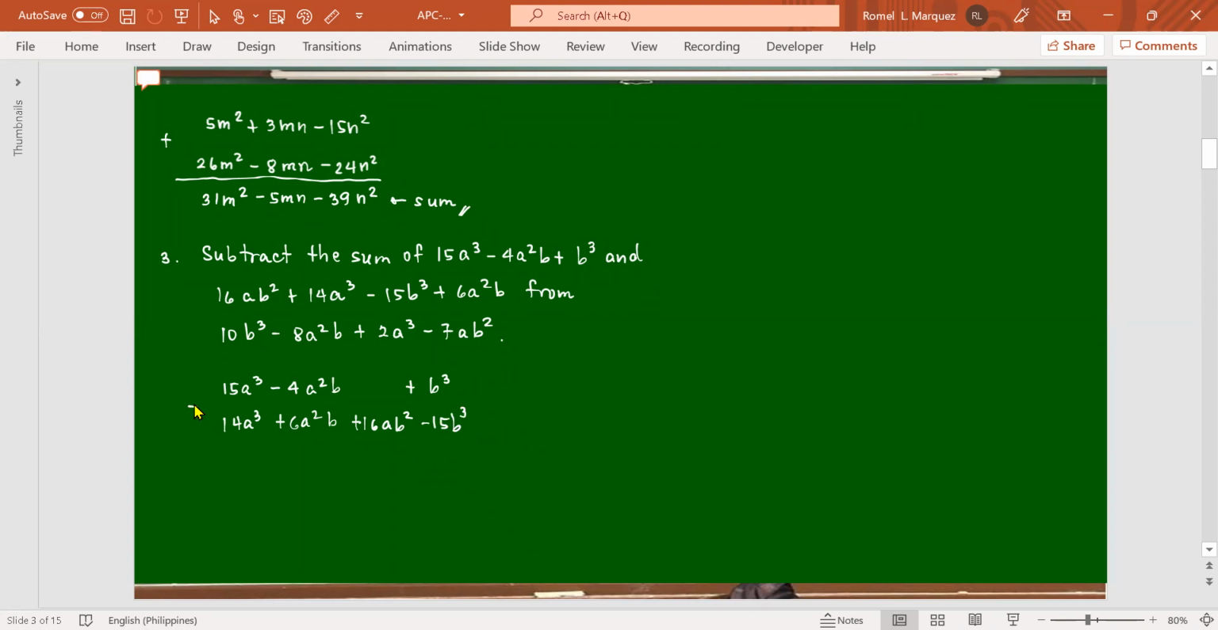Okay. We take the sum. Okay, guys? So add 15 plus 14, 29. Copy a cubed. Negative 4 plus 6 is positive 2. Copy a squared b. Bring this down. 1 plus negative 15 is negative 14. Copy b cubed. Okay? This is the sum, no?